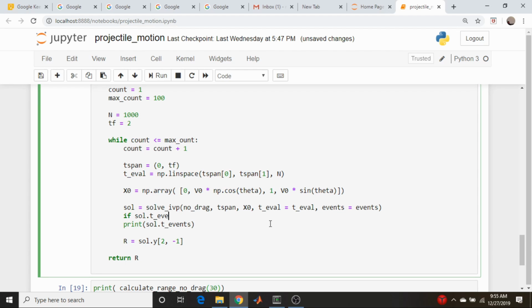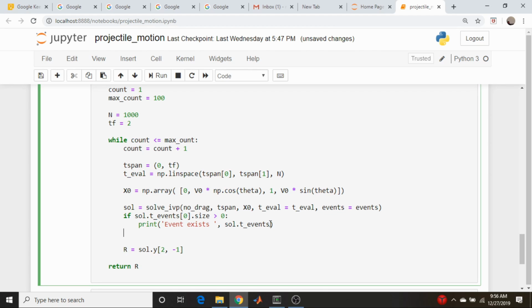sol.t_events. Why can't we spell all of a sudden, t_events? It is a list of vectors. So the first entry there is the zeroth entry of the list, and we're going to look at the size of that. If that is greater than 0, this event exists. So we're just going to print. Let's just do this: event exists, and print out the time.